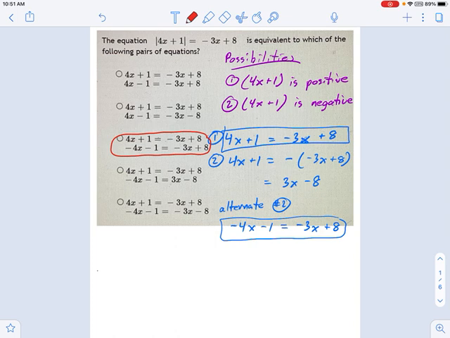So the point of this is when you have an absolute value equation, just make sure to take whatever's inside the absolute value and consider that as either a positive or a negative number.